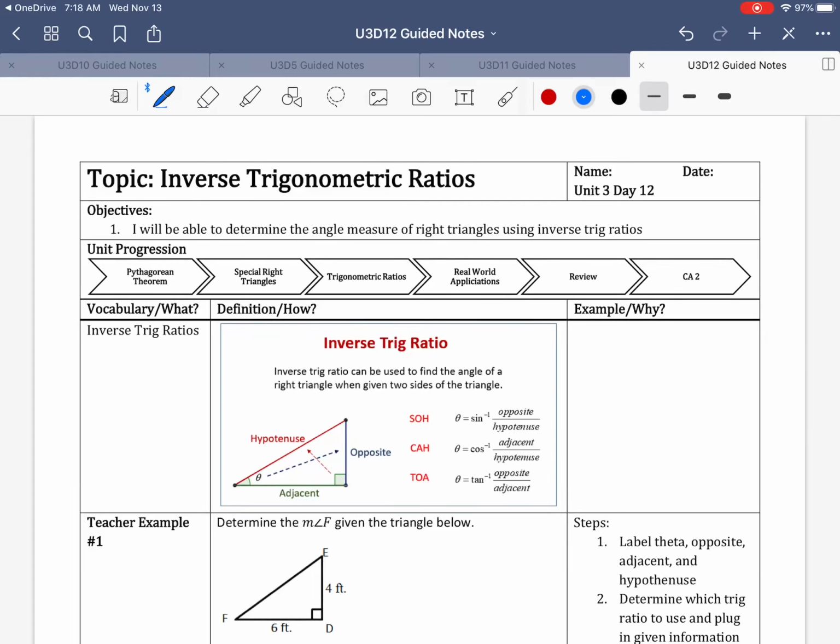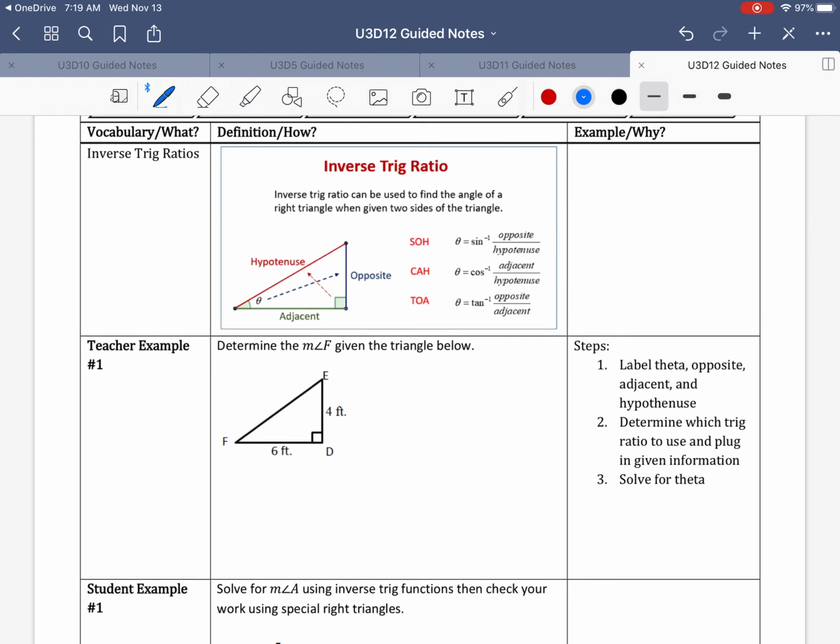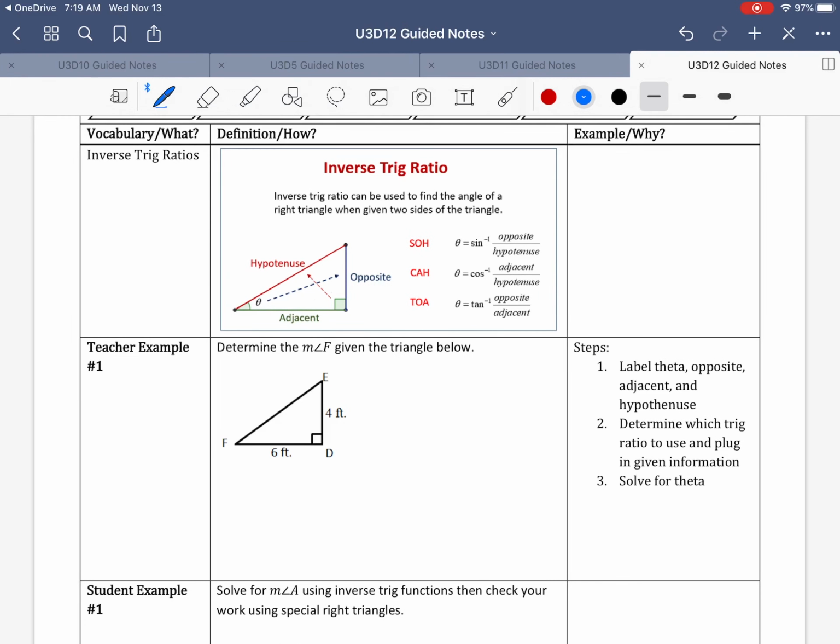Today's topic is inverse trigonometric ratios, Unit 3, Day 12. The objective is that you will be able to determine the angle measure of right triangles using inverse trig ratios. Now, inverse trig ratios are really useful because they allow us to determine the angle measure when we're given two sides of a right triangle.